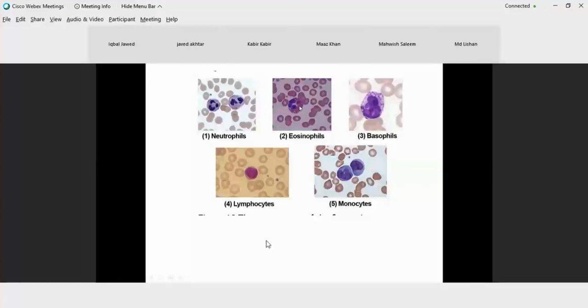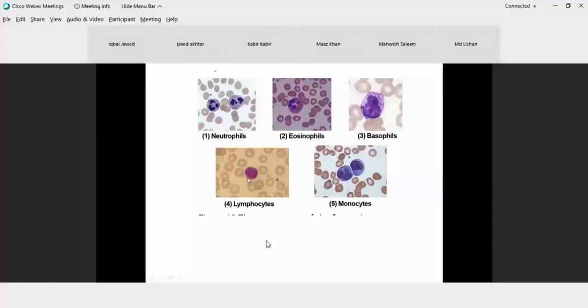If the color of the granules is red, then they are eosinophils. If they are blue or purplish, then they are basophils. Then agranulocytes are lymphocytes and monocytes. Like I told you, granules will be absent in the cytoplasm of these two cells.